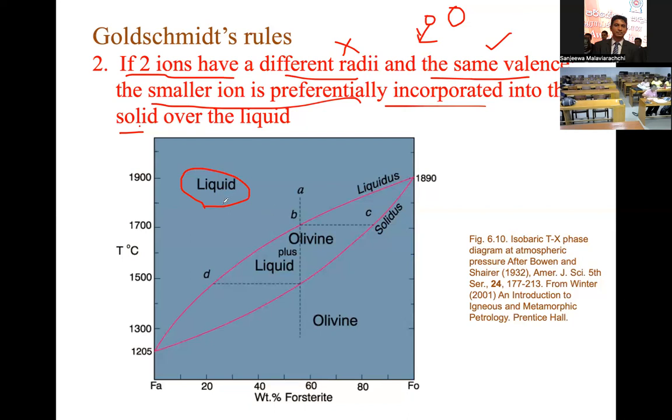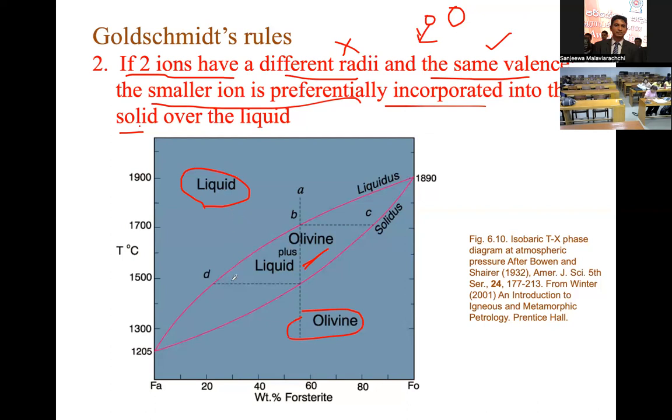You have liquid here, and olivine means you have a solid here. So in between what you have is liquid and solid, right? Liquid and solid here. So that means this is the ideal partial melting situation. You have a solid, you have a liquid. They are in equilibrium also. The drops of liquid are in equilibrium with the solid. So this is the partial melting situation.